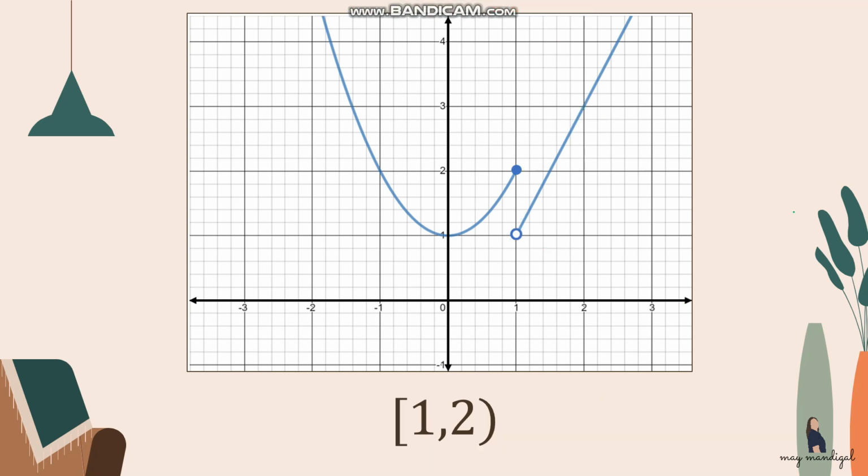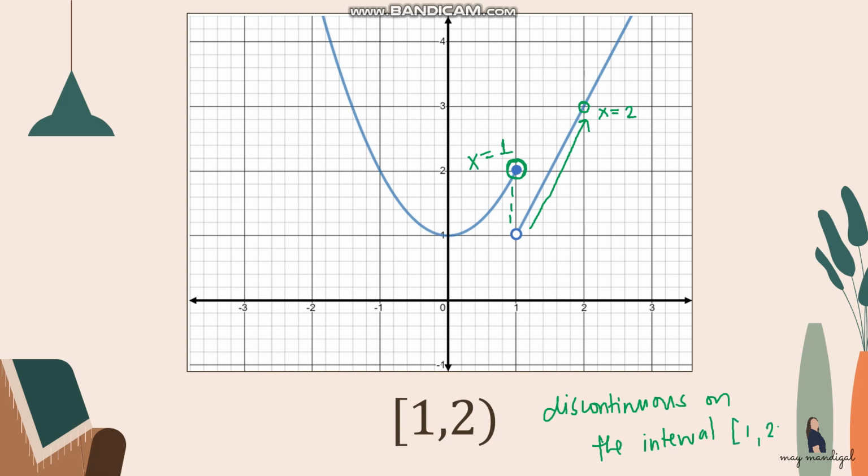Another one, let's say we have 1 included up to 2 not included. Since x equals 1 is included, I have to use this point right here. This is where x is equal to 1, and that is included in our graph. And then 2 is not included, so I just have to create a hollow circle there. This is where x equals 2 is. Now I have to trace it again, but as we can see, there is a gap here before I can go to x equals 2. Therefore, this is discontinuous on the interval [1, 2).